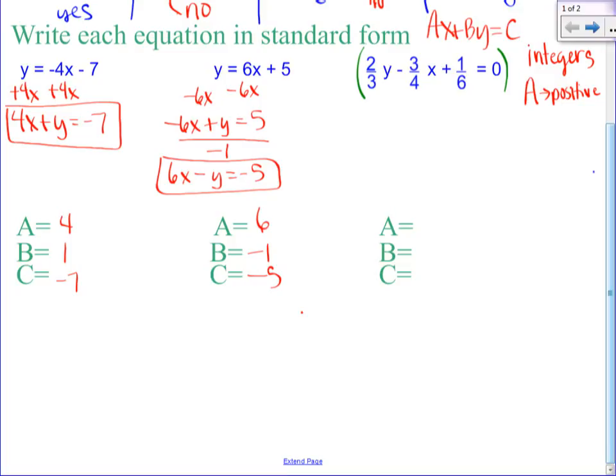12 would be a great number. Why? Okay, it would be the common denominator between all of those numbers, 3, 4, and 6. Okay, so we're going to multiply everything by 12.